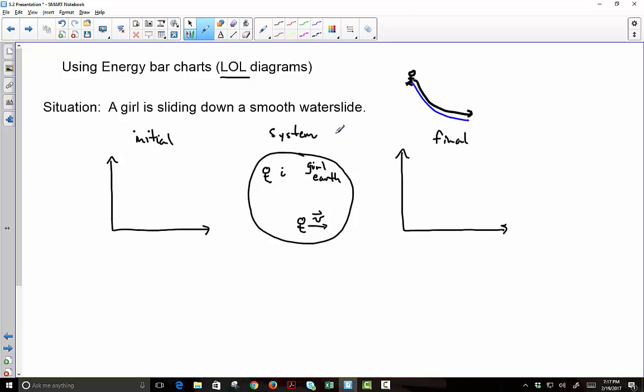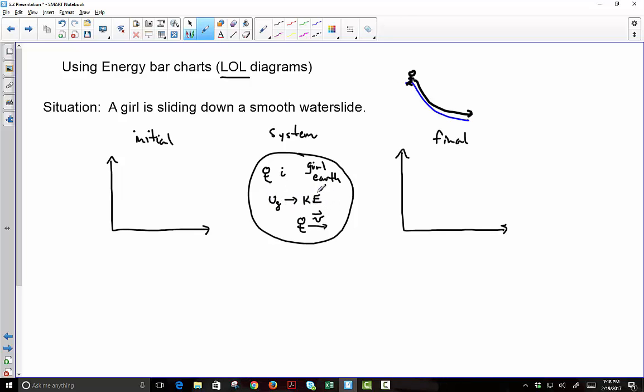So when she's standing still, since she's up here, the earth is pulling on her. So what's stored is gravitational potential energy. And then as she slides down, all of that gravitational potential energy gets transformed into kinetic energy, which is the energy of motion. So what we'll see is that her gravitational potential goes to kinetic energy. So we're going to have this transformation here.